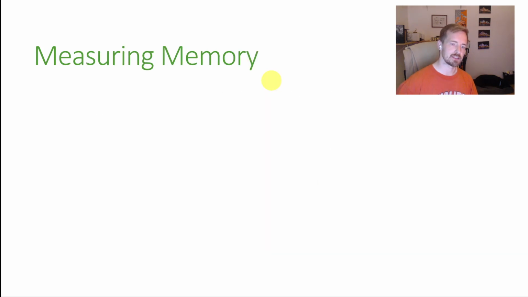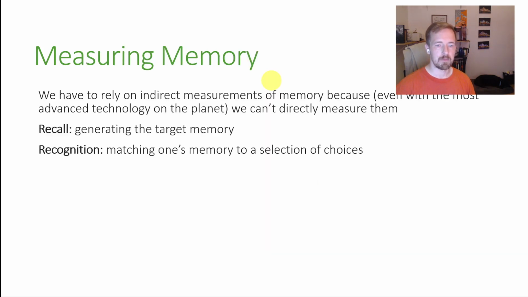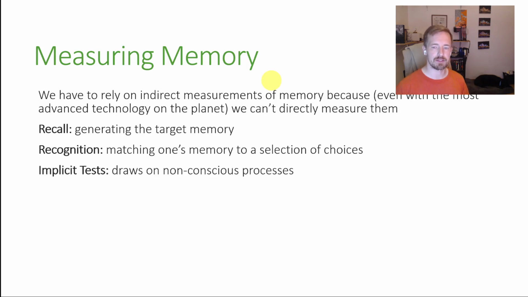So think about it like this. If we're measuring memory, then what we're doing is we're measuring the indirect components of memory, because we can't directly see memory. So here are a couple of ways that we can talk about memory and talk about how we measure it. So the first is recall. Recall is whenever I ask you to tell me something about that memory. So if I ask you, what'd you have for breakfast yesterday? That's an example of recall. You're generating the memory.